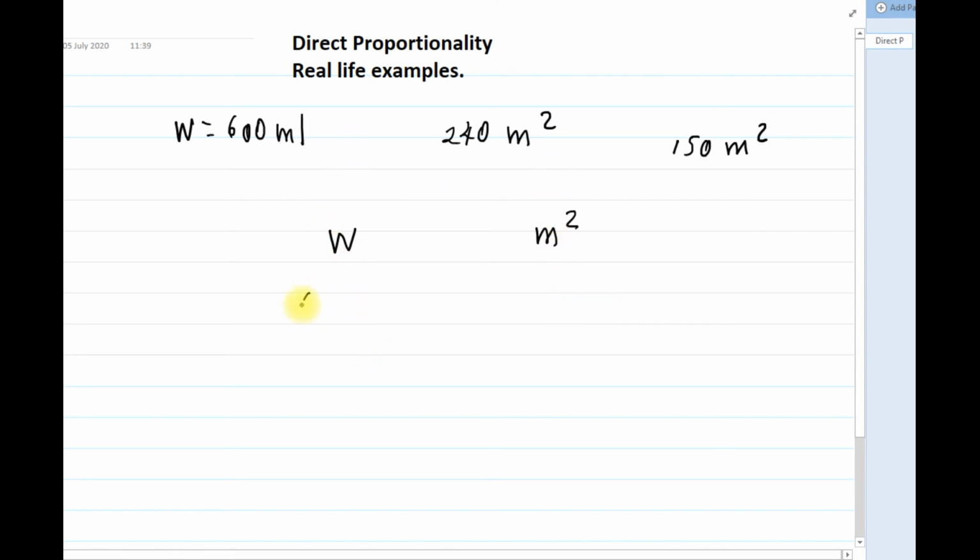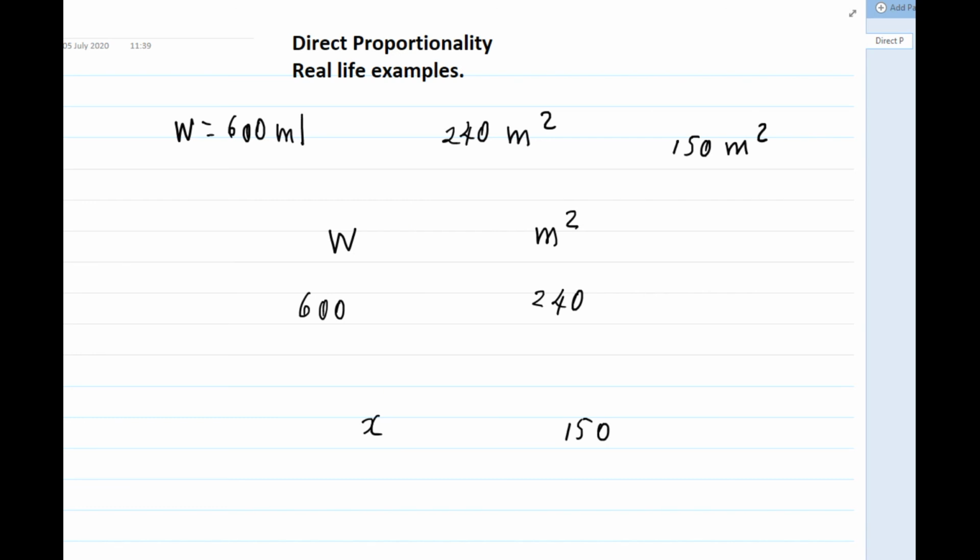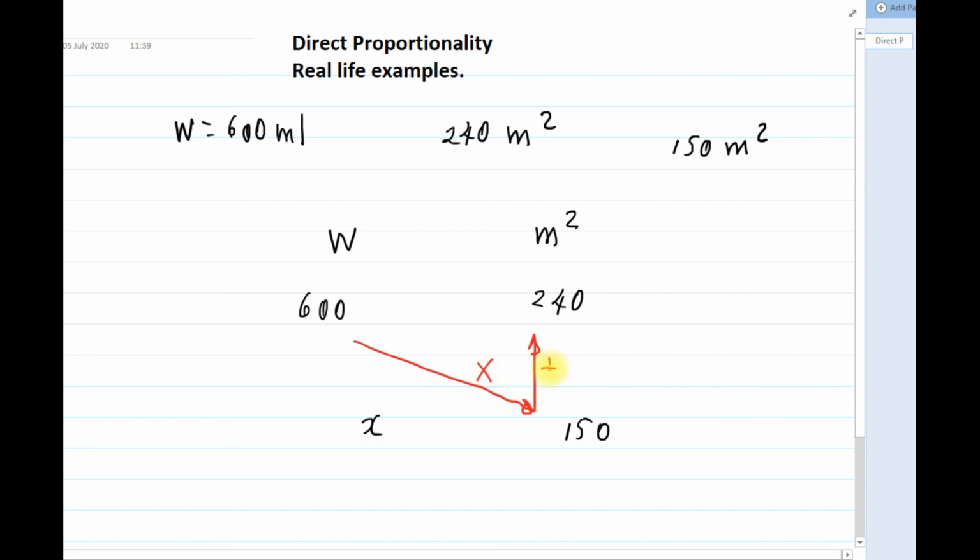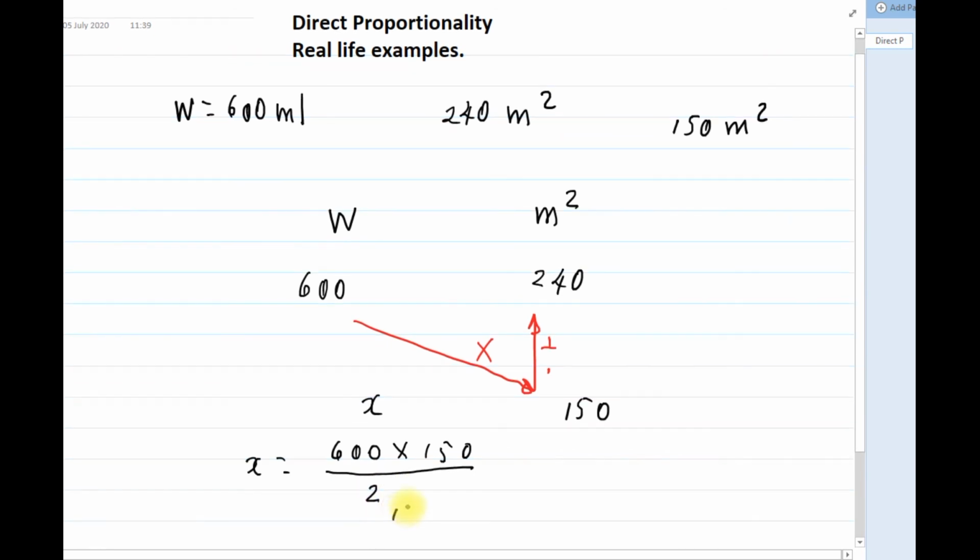And we are told that 600 milliliters of the weed killer can cover 240 square meters. Now I have 150 square meters. How much of the weed killer do I need to use? I do the same thing. Let's multiply by that, divided by the top, which gives us x is equal to 600 times 150 divided by 240. This gives us 375 milliliters.